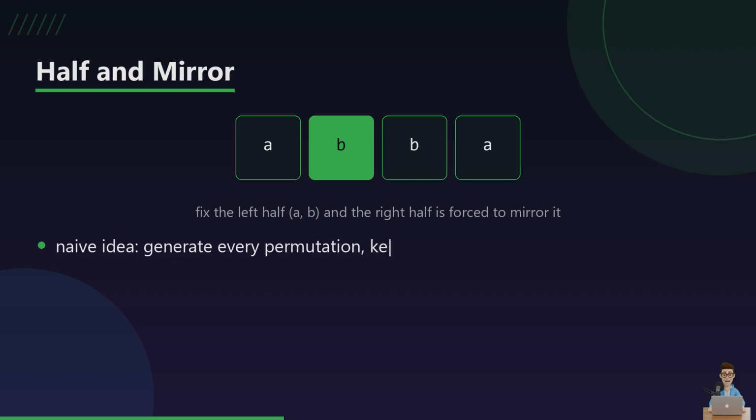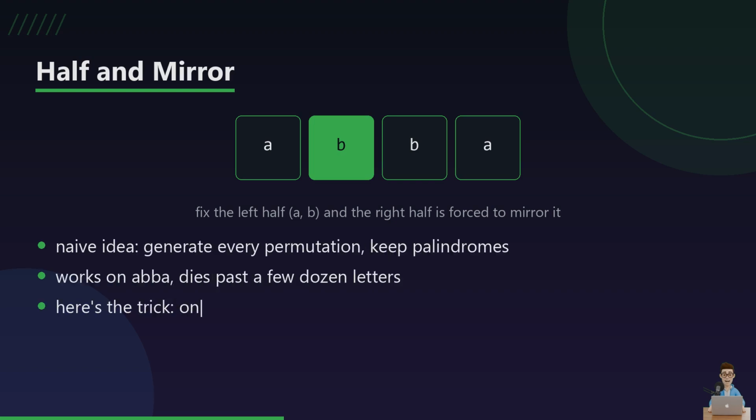When I first saw a problem like this, my instinct was just generate every possible rearrangement, then throw away the ones that aren't palindromes. That works for a tiny string like abba. But if the string has thousands of letters, the number of rearrangements becomes so enormous that no computer could ever list them all. So here's our shortcut instead.